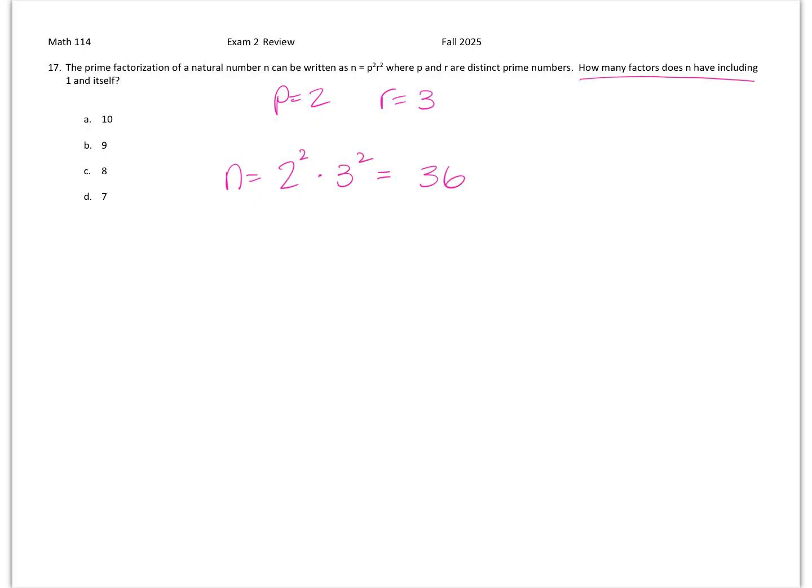So how many factors does n have, including one and itself? How many factors does 36 have? I just have to list the factors of 36. I've got 1 and 36, 2 and 18, 3 and 12, 4 and 9. 5 is not a factor of 36 because it doesn't end in 5 or 0. And then 6 and 6. So 6 is the last factor. So I have 1, 2, 3, 4, 5, 6, 7, 8, 9 factors of 36. That is option B.